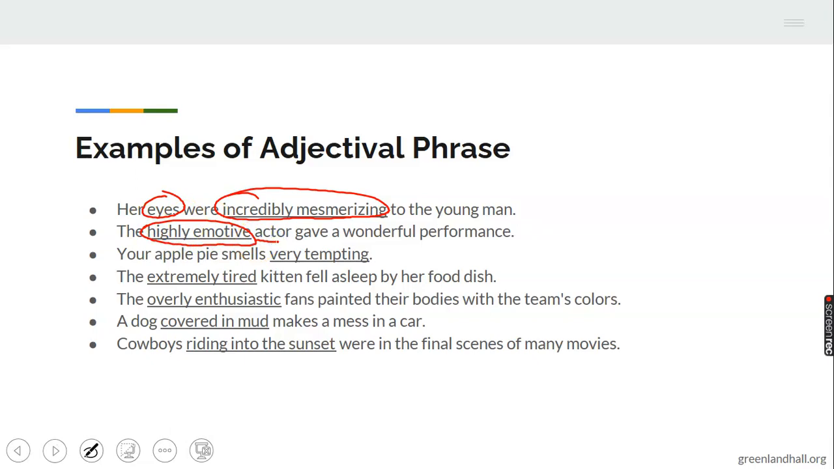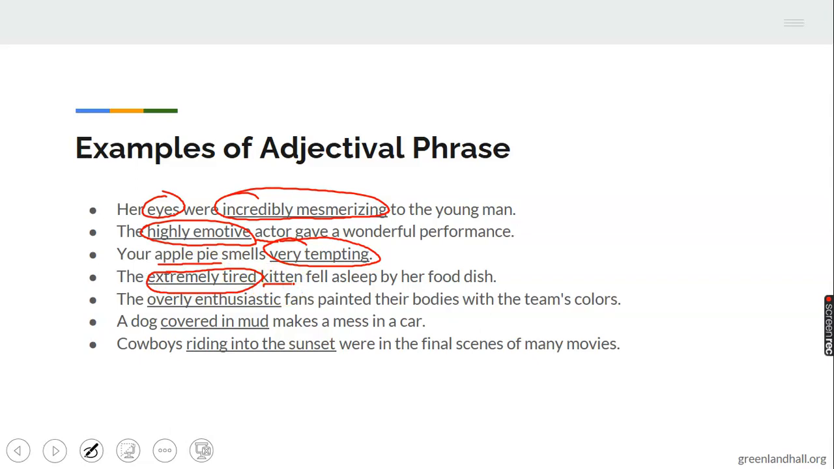Your apple pie smells very tempting. What smells very tempting? Apple pie. This is a noun. This is the adjective that is qualifying apple pie. It smells very tempting. The extremely tired kitten fell asleep by a food dish. Which kitten fell asleep? Which kitten? The extremely tired one. Qualifying kitten here.